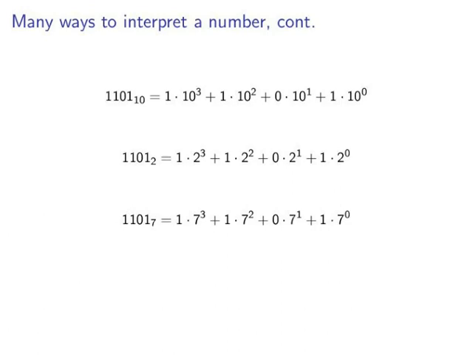Now I replace all of those 2's with 7. So it's 7 to the 3, and 7 to the 2, and 7 to the 1, and 7 to the 0. And in general, if I look at 1101 in base b, I use b to the 3, b to the 2, b to the 1, and b to the 0.